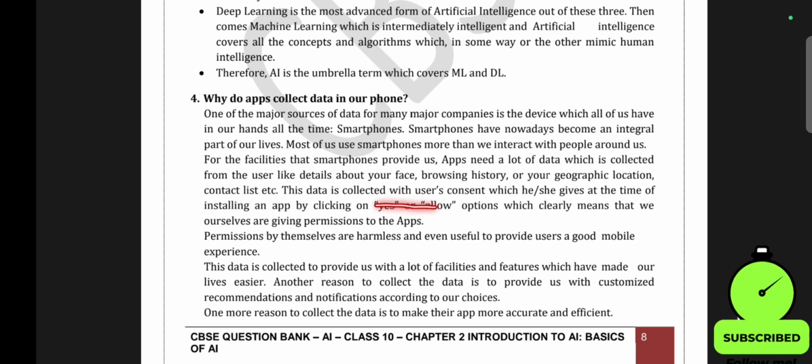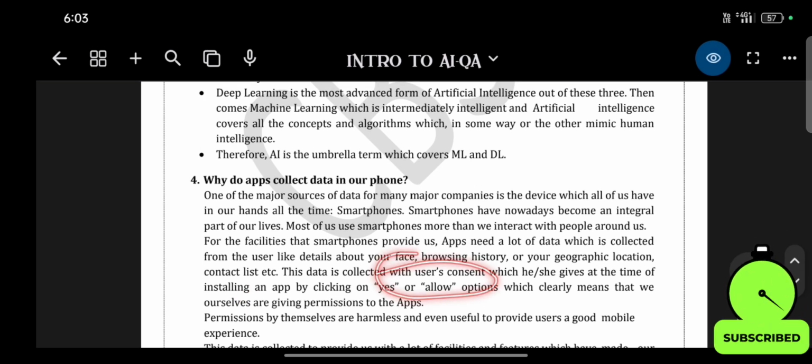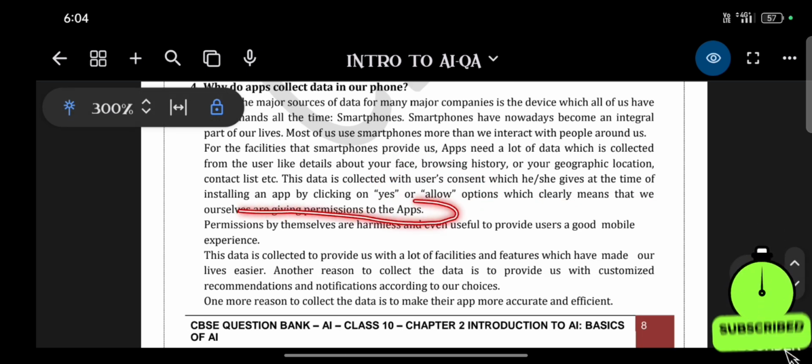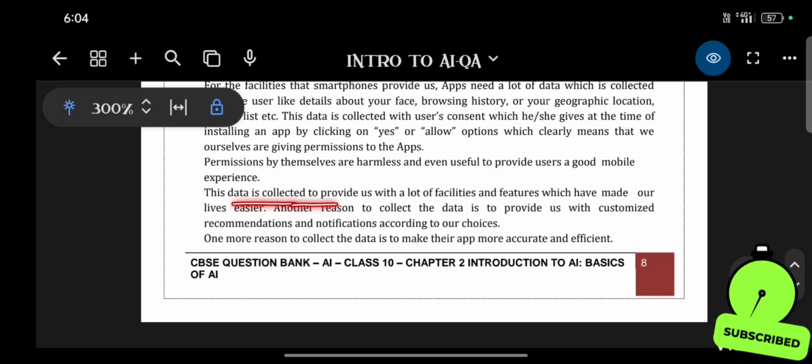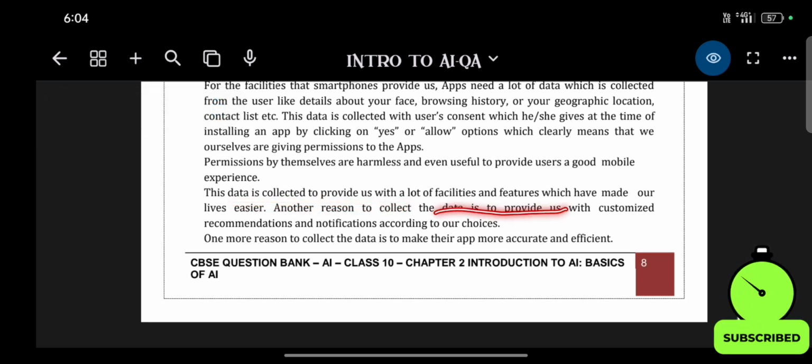This data is collected with the user's consent, which he or she gives at the time of installing an app by clicking on the yes or allow option, which clearly means that we ourselves are giving permission to the apps. Permissions by themselves are harmless and even useful to provide users a good experience. This data is collected to provide us with a lot of facilities and features which have made our life easier.